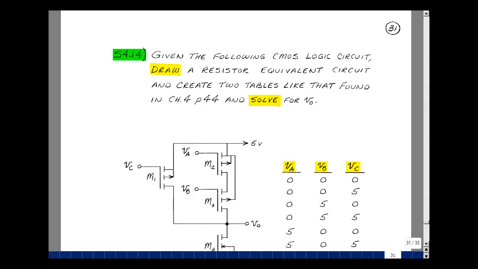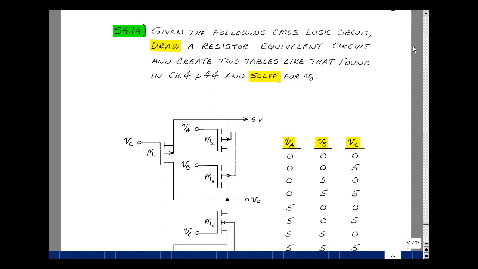Lesson deals with supplemental problem 414. You can find this problem in the ECE302 ebook in the Chapter 4 Supplemental Problems, starting on page 31. Given the following CMOS logic circuit, can you draw a resistor equivalent circuit and create two tables like we found in Chapter 4, page 44, and solve for V out?